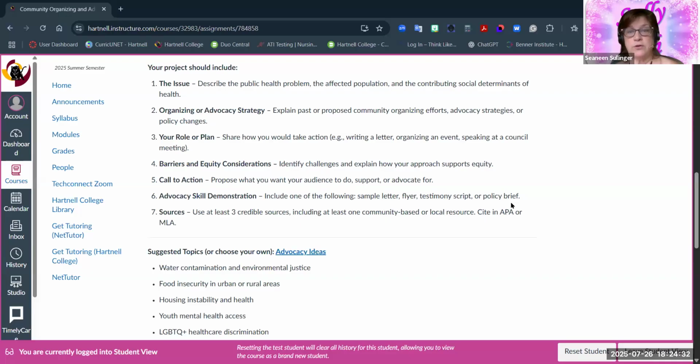Include a letter, a flyer, or something for whichever advocacy strategy you're choosing, and then at least 3 credible sources, including at least 1 community-based or local resource, cited in APA or MLA format.